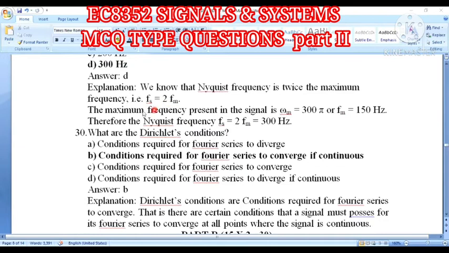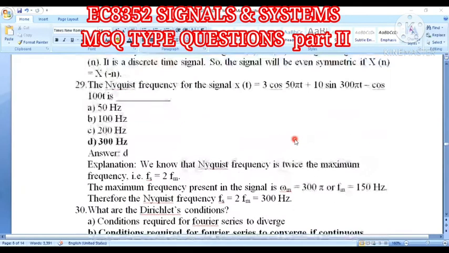This is the Nyquist frequency. The maximum frequency present in the signal is omega m. So you have to find the maximum frequency in this signal. Here the maximum frequency is 300 pi t. So this is the maximum. You choose this one, omega m, which is equal to 300 pi.